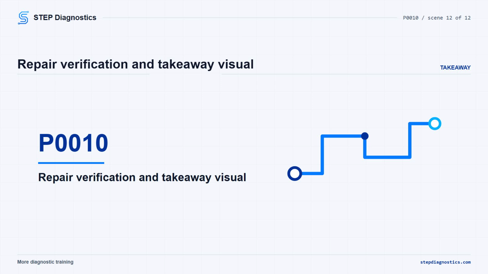The takeaway is simple. Do not jump straight to a solenoid. Prove the oil condition is acceptable. Command the actuator. Watch the circuit status and variance. Then, use the low reference and control circuit tests to separate wiring, module, solenoid, and actuator problems.